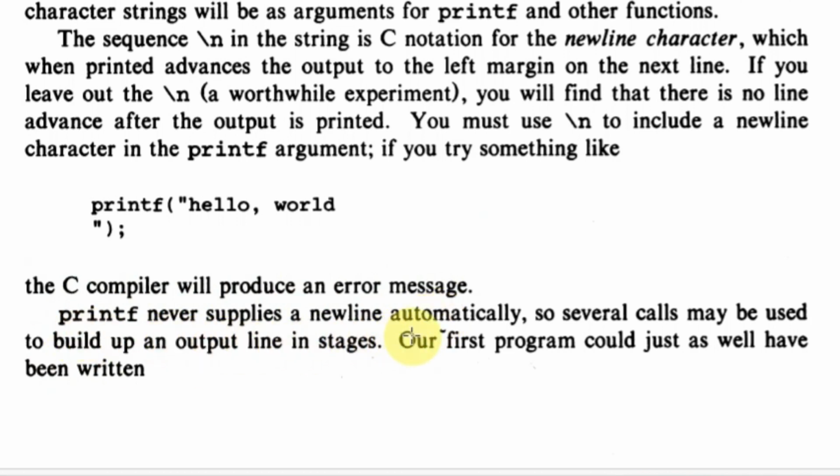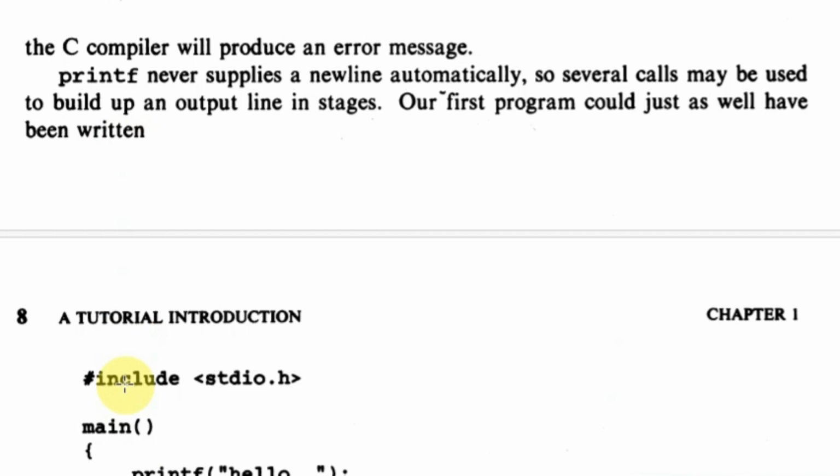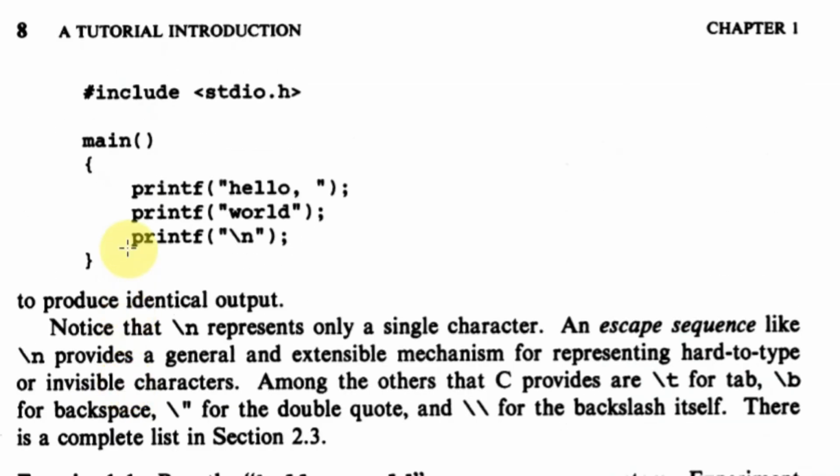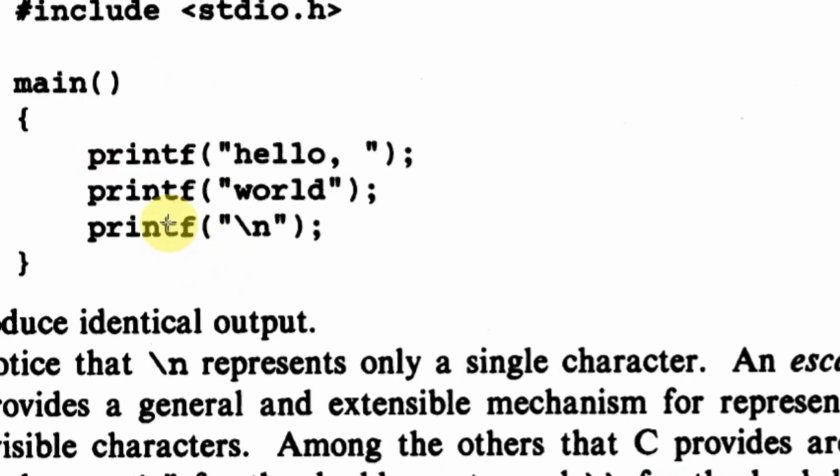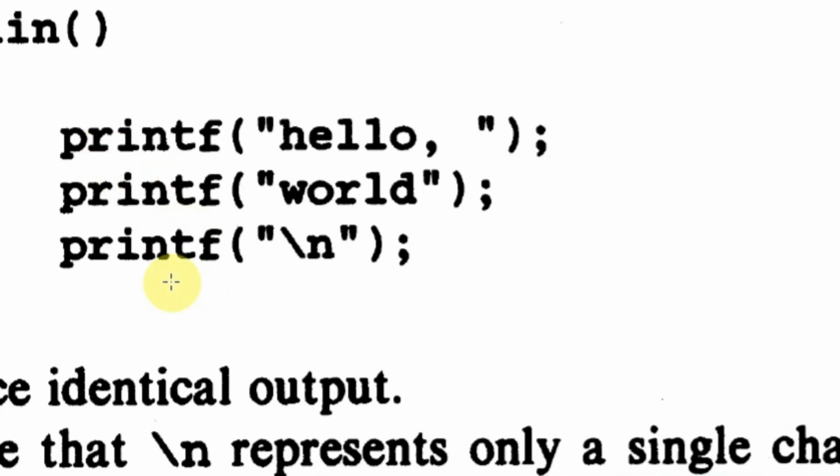Printf never supplies a new line automatically, so several calls may be used to build up an output line in stages. Our first program could just as well have been written like this. So you can see we have our same include statement here, or directive, and then we have our main function. So here we have 3 printf statements, each of which is containing a different part of this phrase we want to have displayed on the screen.